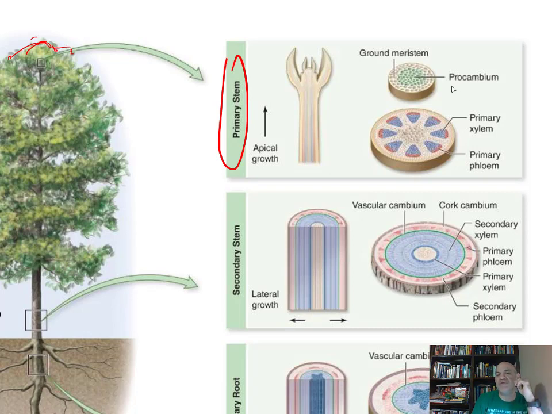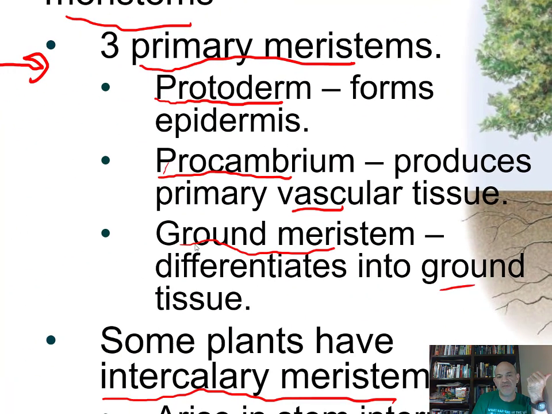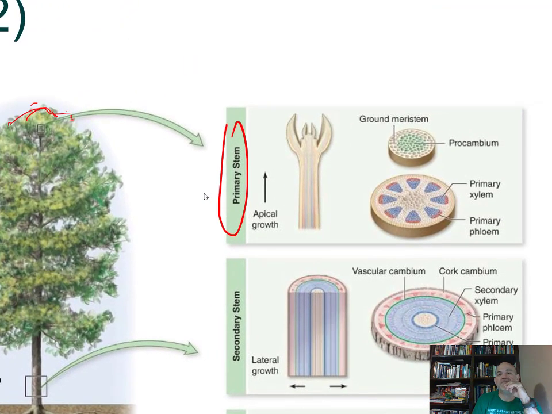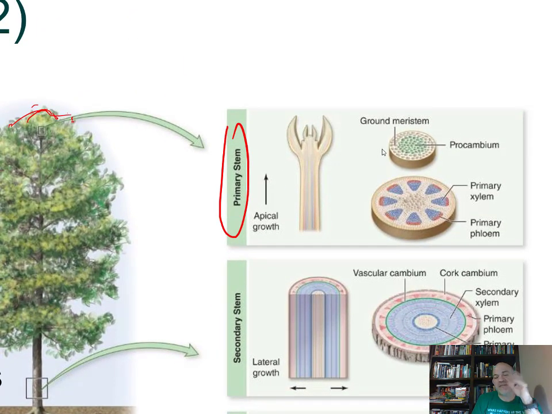Now, they only labeled two there. They labeled the procambium, which is colored green. That's going to end up becoming vascular tissue. They labeled the ground meristem, which was listed here as one of those primary meristem tissues. What they didn't label was the cells on the outside. The cells on the outside would be the protoderm.